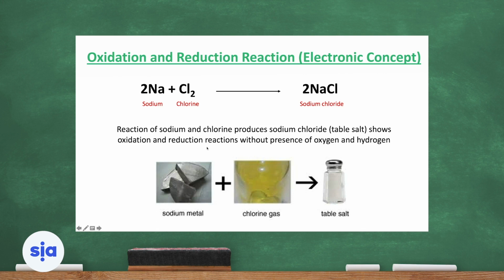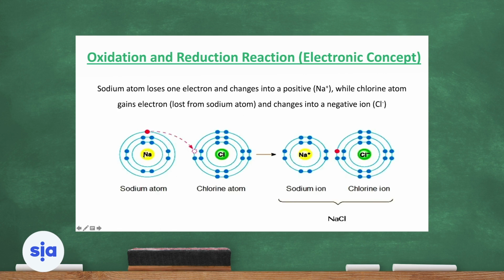The reaction of sodium and chlorine produces sodium chloride, the table salt. It shows oxidation and reduction reactions without the presence of oxygen and hydrogen. There is no gaining and losing of oxygen and hydrogen here. It's only gaining and losing of electrons. The sodium atom will lose one electron, and this will change the sodium atom into a positive sodium ion, while the chlorine atom will gain this electron lost from the sodium, and it will change into a negative chlorine ion. So this is the electronic concept, losing and gaining electrons.